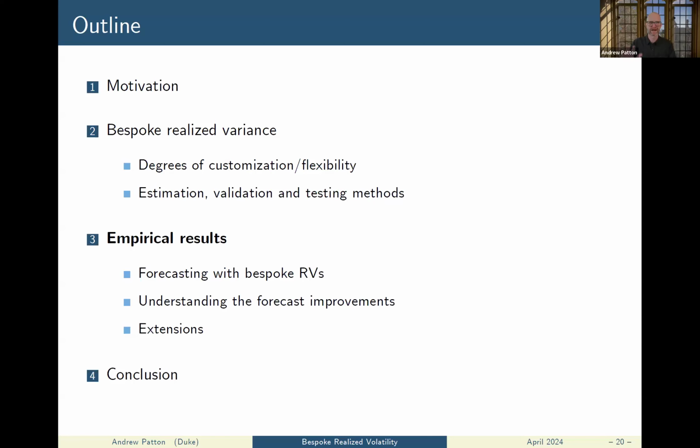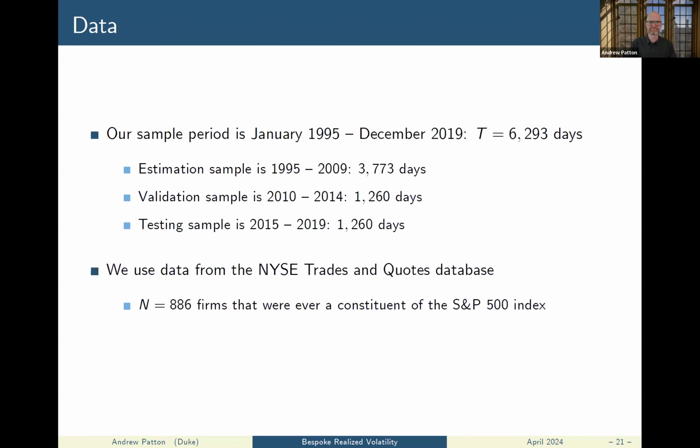Okay, this is perfect. So now we get into the meat: the empirical results. The sample period is from 95 to 2019. We have about 1,200 days for the test sample, which is our out of sample period, and 886 firms. We wanted to tie our hands a little bit there, so we just said every stock that was ever in the S&P 500 index in this period is in our sample.